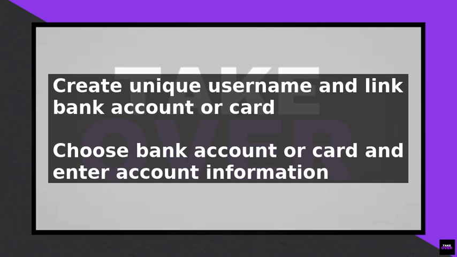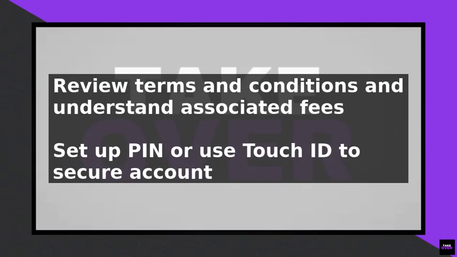After linking your account, you will be asked to provide some personal information, including your name, date of birth, and address. This information is used to verify your identity and comply with financial regulations. Once you have completed the sign-up process, you will be able to use your Cash App account to send and receive money, invest in stocks and Bitcoin, and access other financial services.